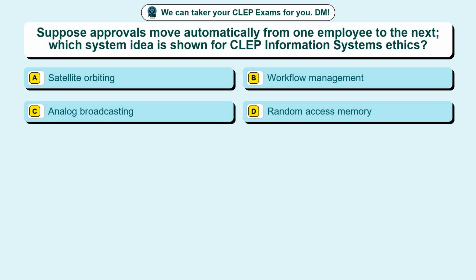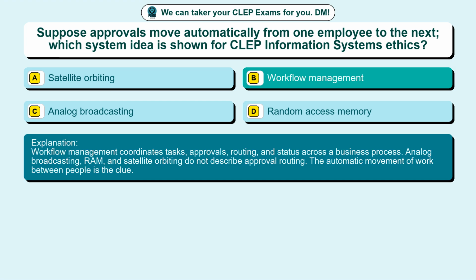The phrase small ongoing quality improvements points to TQM. Question 19. Suppose approvals move automatically from one employee to the next. Which system idea is shown for CLEP Information Systems ethics? Option A. Satellite orbiting. Option B. Workflow management. Option C. Analog broadcasting. Option D. Random access memory. The correct answer is option B. Workflow management. Workflow management coordinates tasks, approvals, routing, and status across a business process. Analog broadcasting, RAM, and satellite orbiting do not describe approval routing. The automatic movement of work between people is the clue.